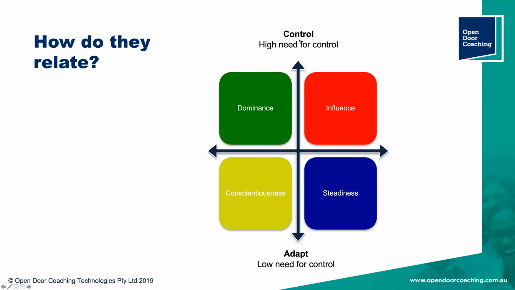Top to bottom, you've got control, so how much they need to control situations. The D and the I style have a high need for control. They really want to be in control. And the C and the S have a low need for control. They're happy to adapt to situations. Does that sound right for all of you who nominated a style? Does that sort of sound right to you? It usually does for people.